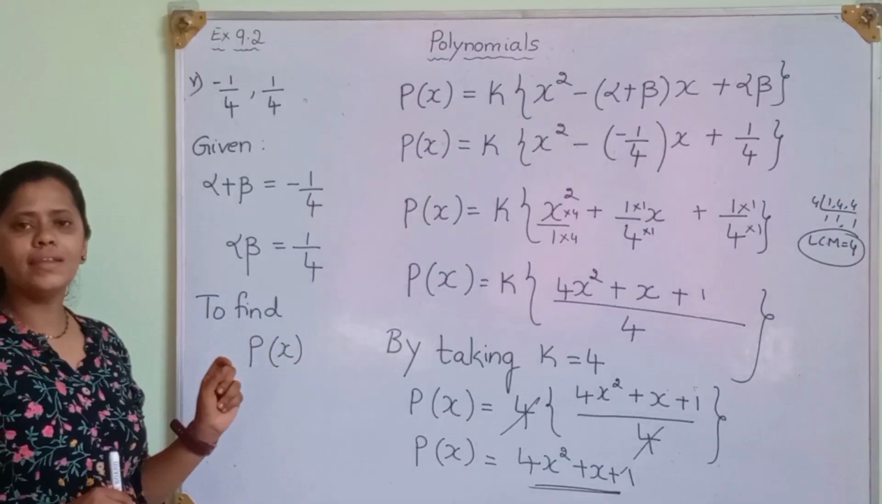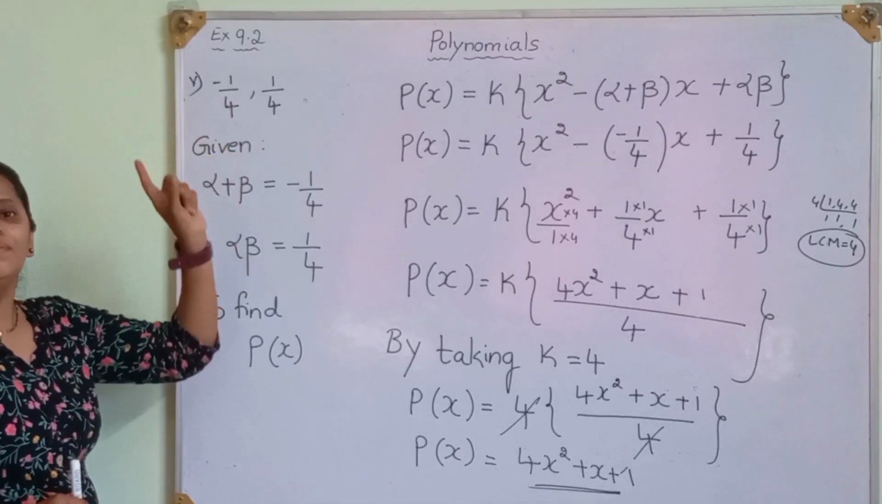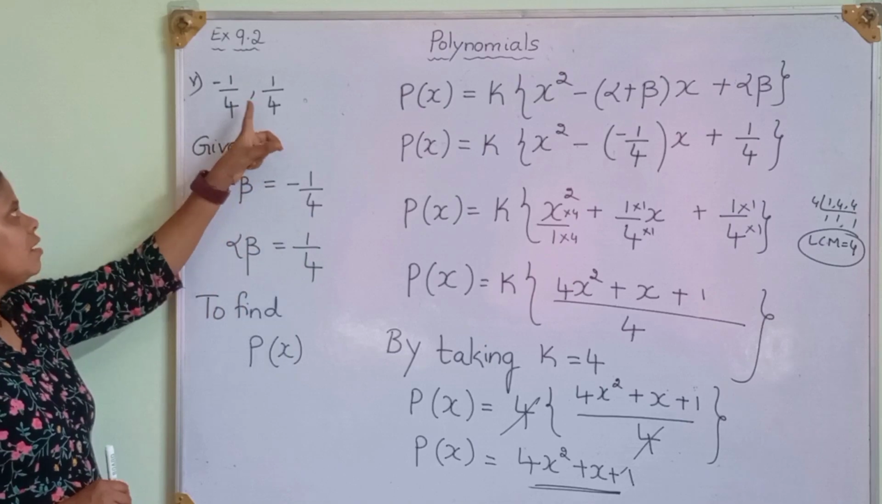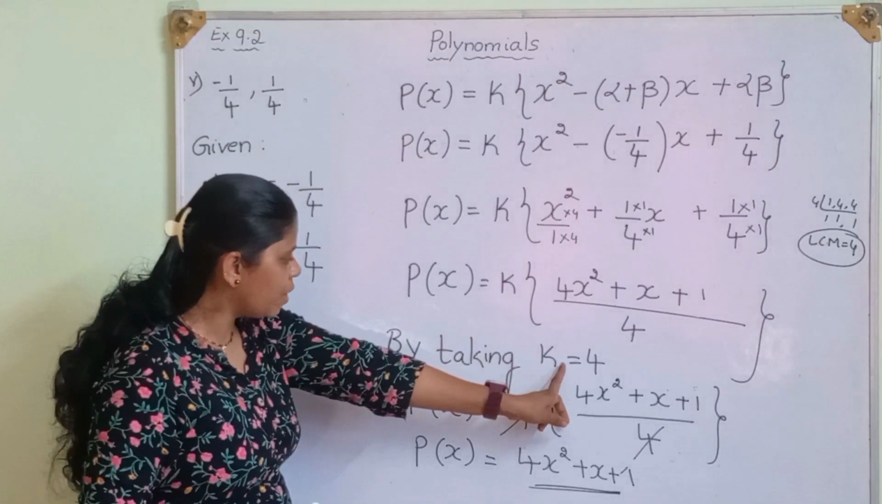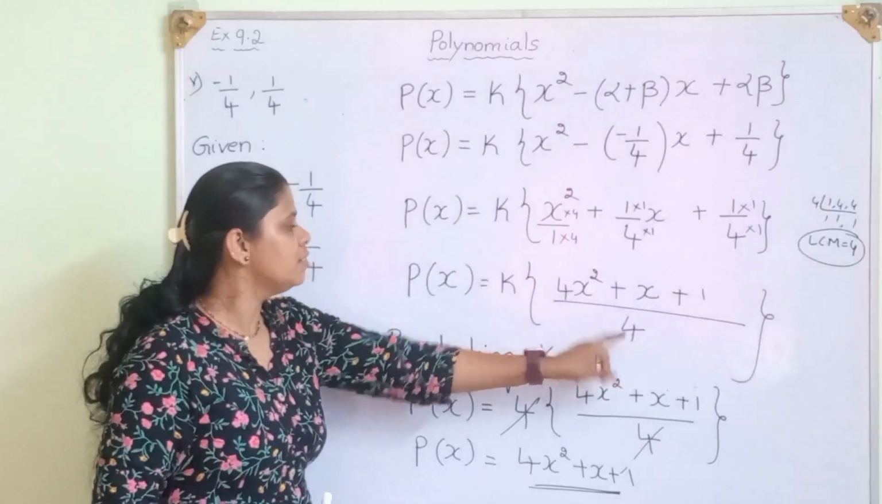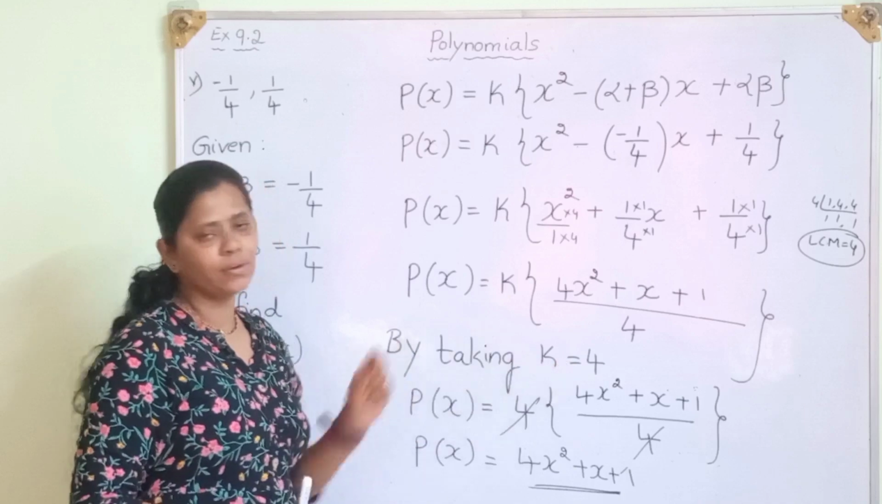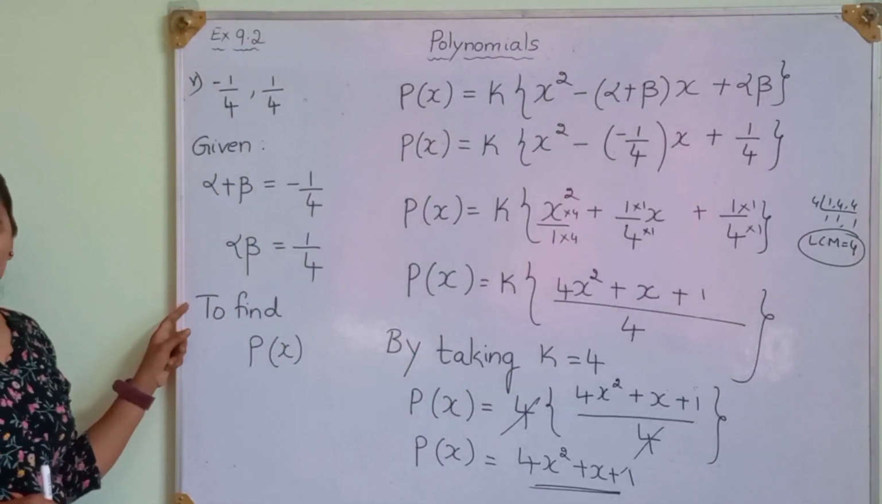Now look at this. In your fourth problem, in the question they did not give a fraction. But here in this question they have given a fraction. So in the place of k, we are taking the same value that is in the denominator. We are taking 4. Now let us solve the sixth one.